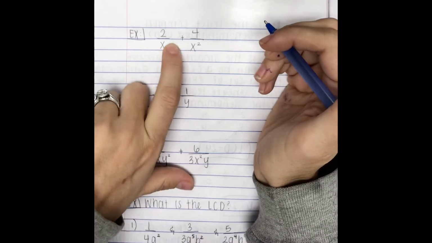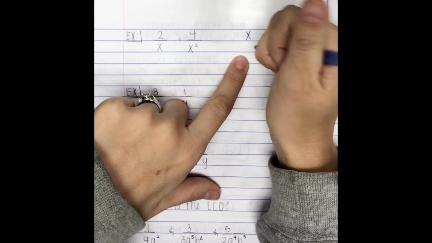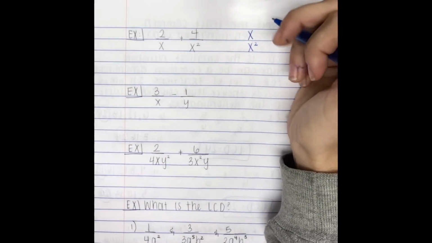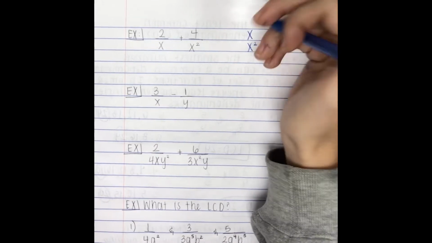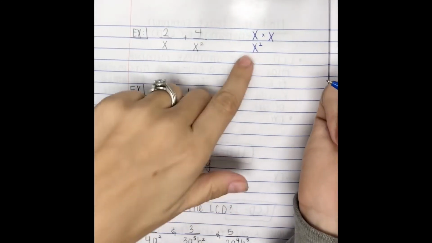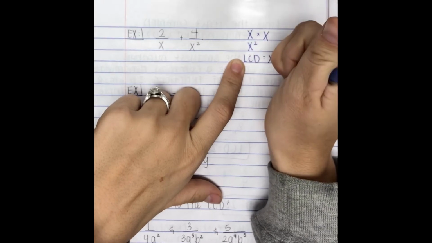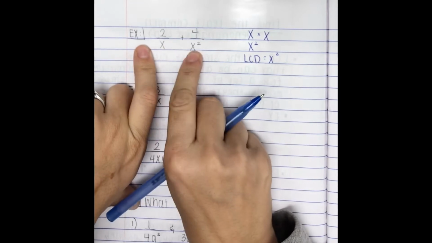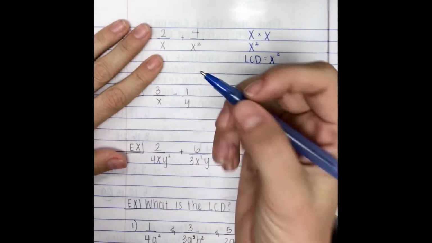So if I had 2 over x plus 4 over x squared, my two denominators are an x and an x squared, right? Well, you can actually make x become an x squared by multiplying it by another x, right? So x squared, in this case, would be our least common denominator, because I could multiply this one to equal this one, right?